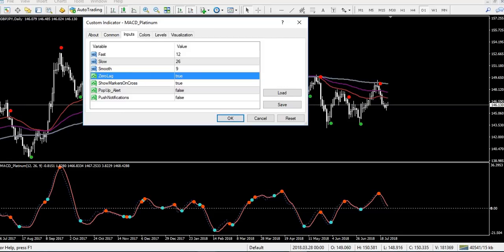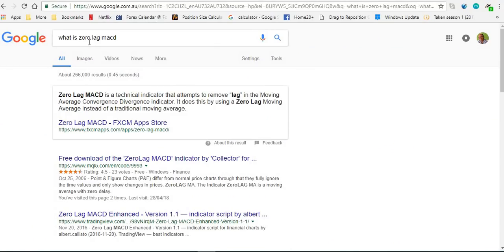So I've brought up a website here. Now all I've done is Googled what is zero lag MACD. That's all I can do. And here's an explanation here. You can look it up yourself. There's a technical indicator that attempts to remove lag, whatever that is, in the moving average, the MACD. So you can read that, you can Google it yourself and have a look. I can't help you with anything other than that.